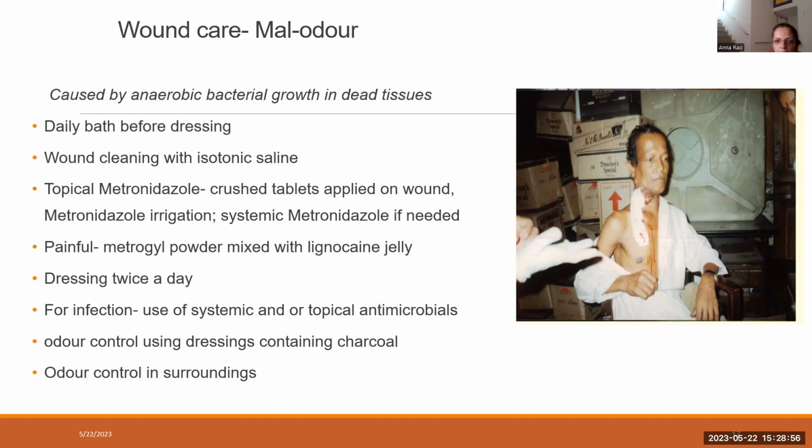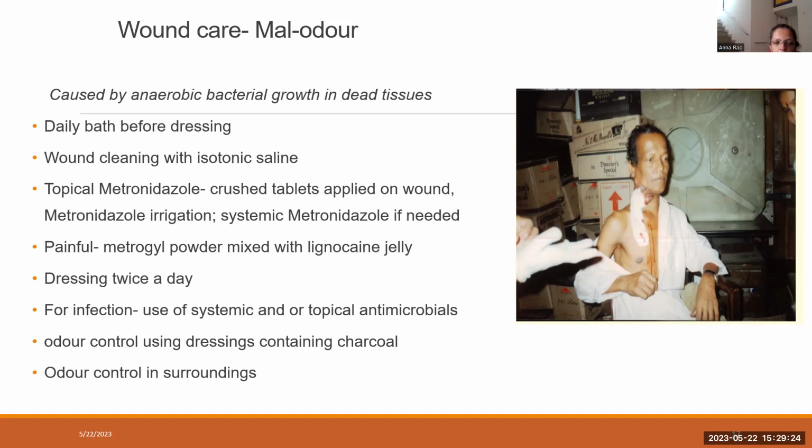How many times should dressing be done? Now, this will depend on how much exudate there is in that particular patient, how soggy the dressing becomes, how wet it is becoming. Generally it is said that twice a day is good, but as I said, it depends on the drainage.